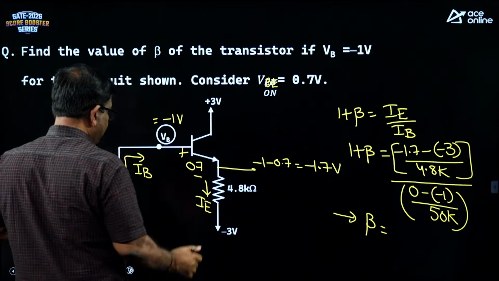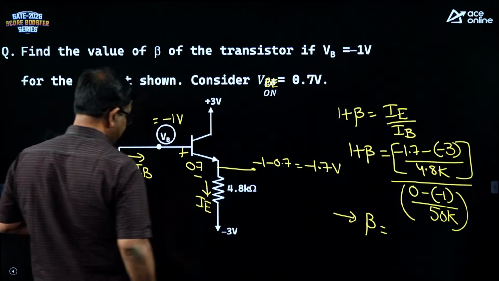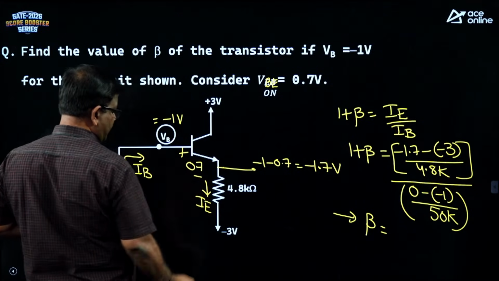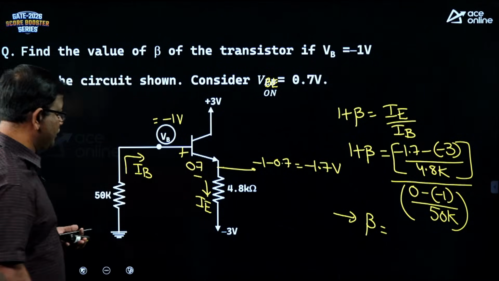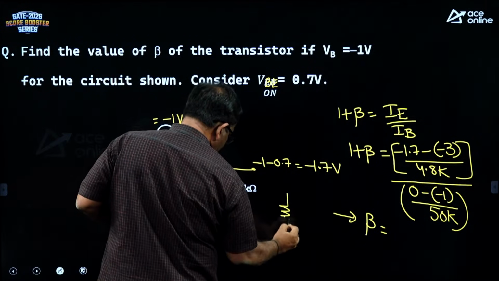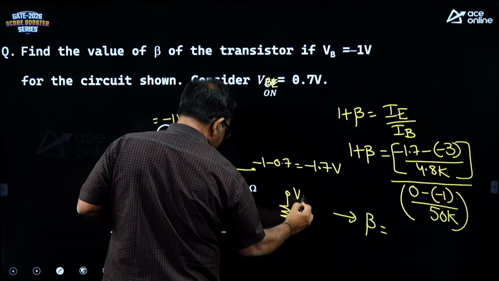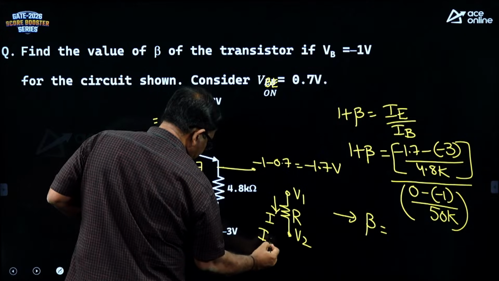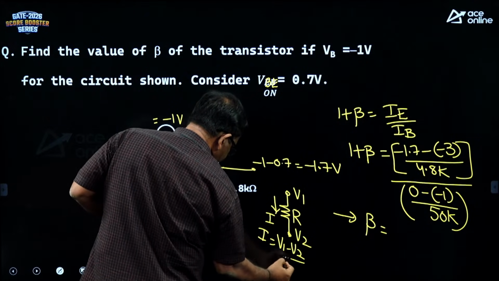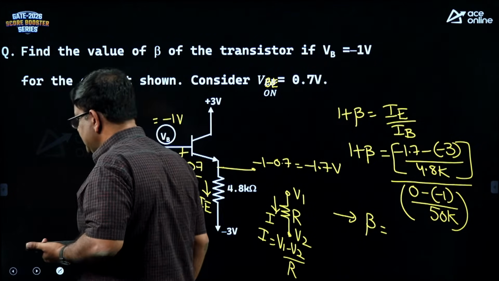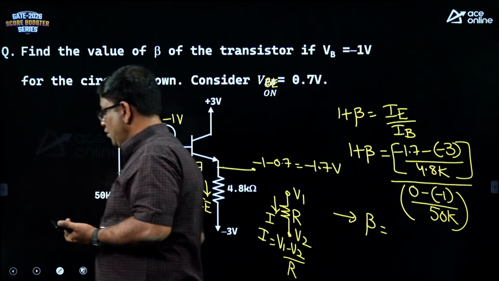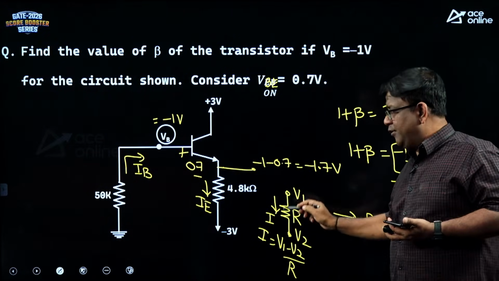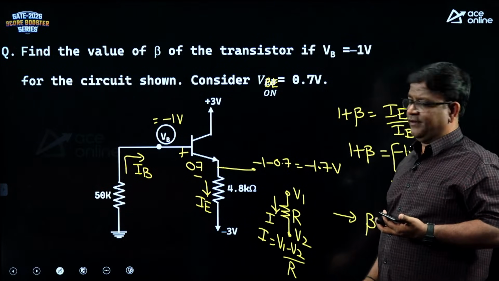So, the current here is potential difference by resistance. There is already minus 3 here, minus 1.7 minus of minus 3. Potential difference by resistance. According to Ohm's law, if you have two voltages V1 and V2, there is a current I equal to V1 minus V2 by R. Have you understood now Ohm's law? Is it okay? I have applied Ohm's law here. Okay, fine.